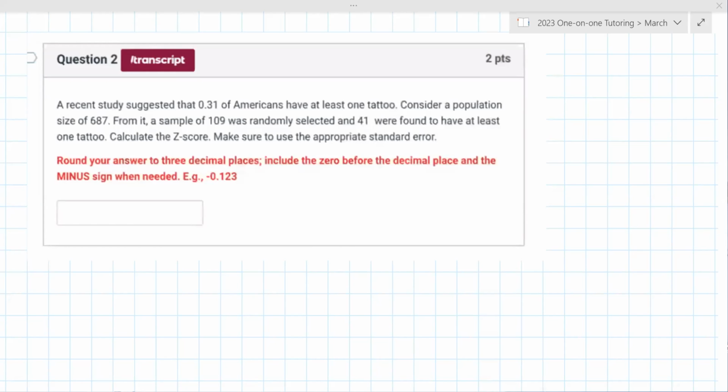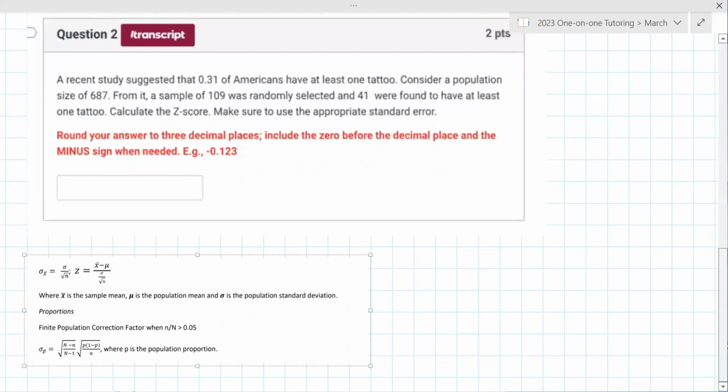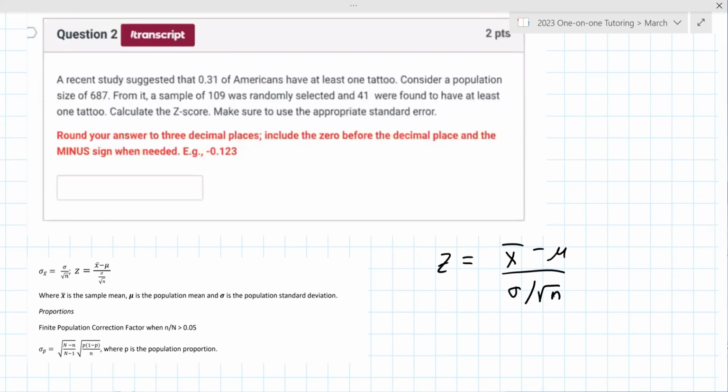Did you guys talk a lot about correction factors in this class? I don't know, to be honest. Okay, that's fine. The formula for z is x bar minus mu over sigma divided by the square root of n. That's your general formula. When it's a proportion though, there's an adjustment down here at the bottom that they're trying to show you. And it looks like you have to use that for this problem, although I'm not 100% sure.